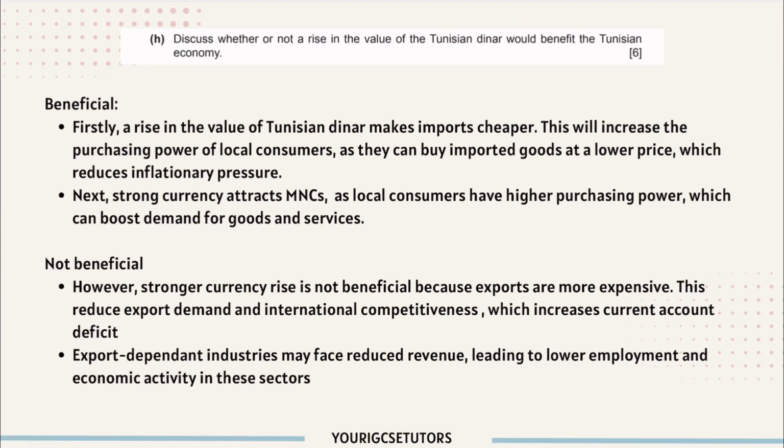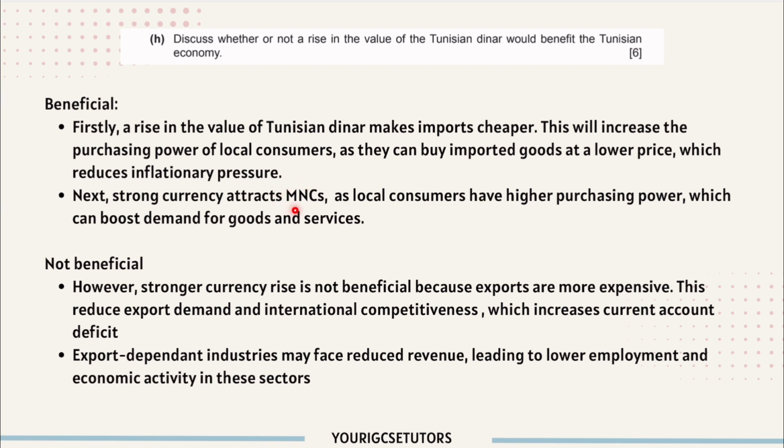Okay, last question. Discuss whether or not a rise in the value of the Tunisian dinar would benefit the Tunisian economy. First point, that it is beneficial, is that a rise in the value of the Tunisian dinar makes imports cheaper. So this will increase the purchasing power of local consumers, as they can buy imported goods at a lower price, which reduces inflationary pressure. Next, strong currency attracts MNCs.